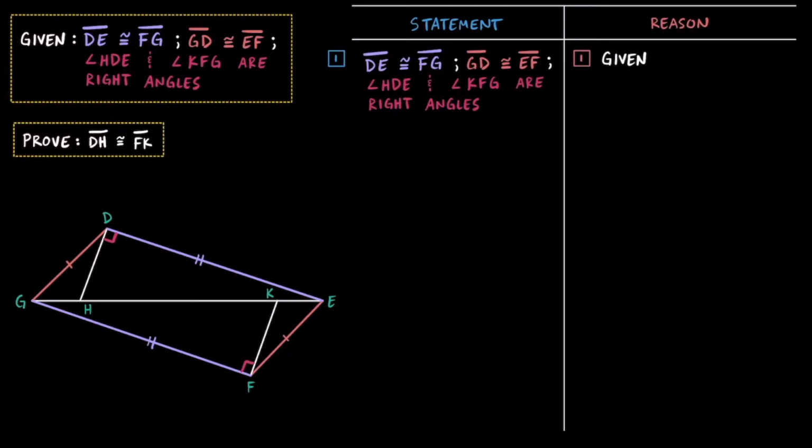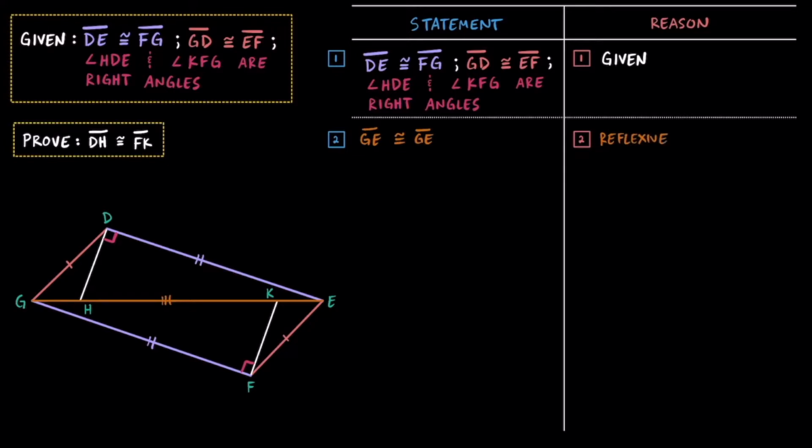As usual, our first statement is going to be our given information and the reason is going to be given. For statement 2, I'm going to go ahead and say that segment GE is congruent to segment GE. The reason for this is going to be the reflexive property, which just means that a segment is congruent to itself. If you're wondering why we wanted to say that segment GE was congruent to itself, hopefully it makes sense when we take a look at step 3.